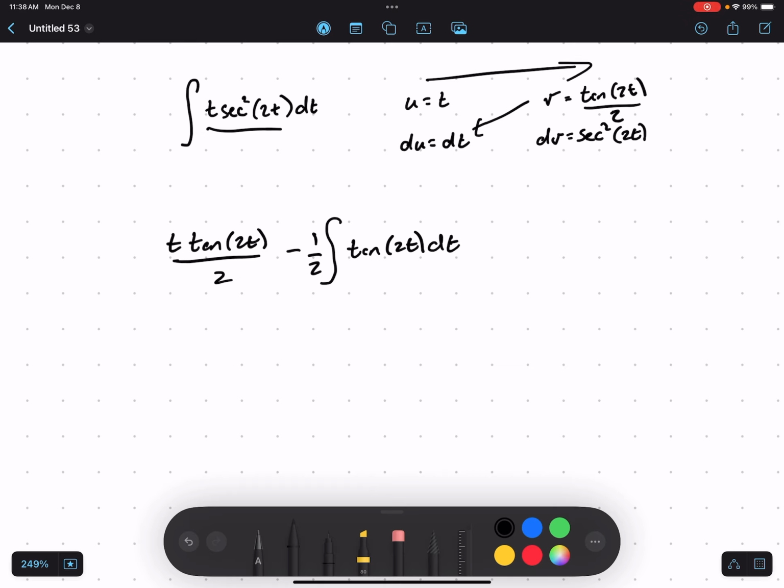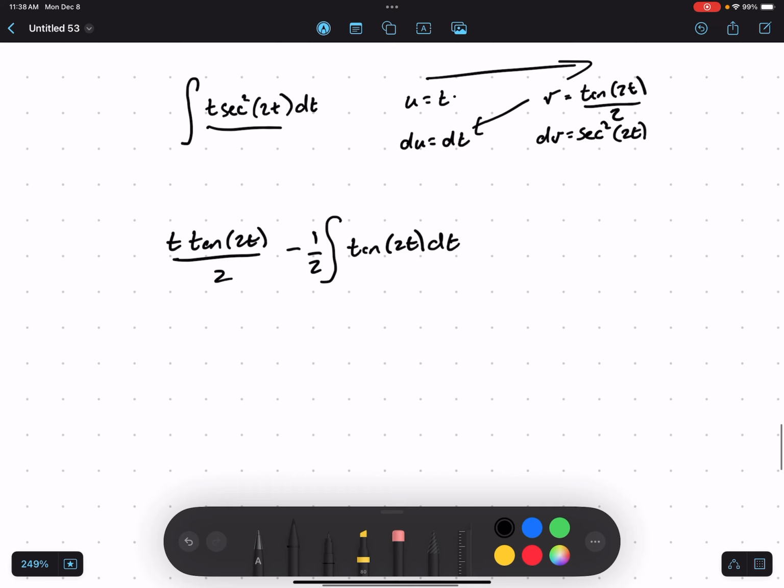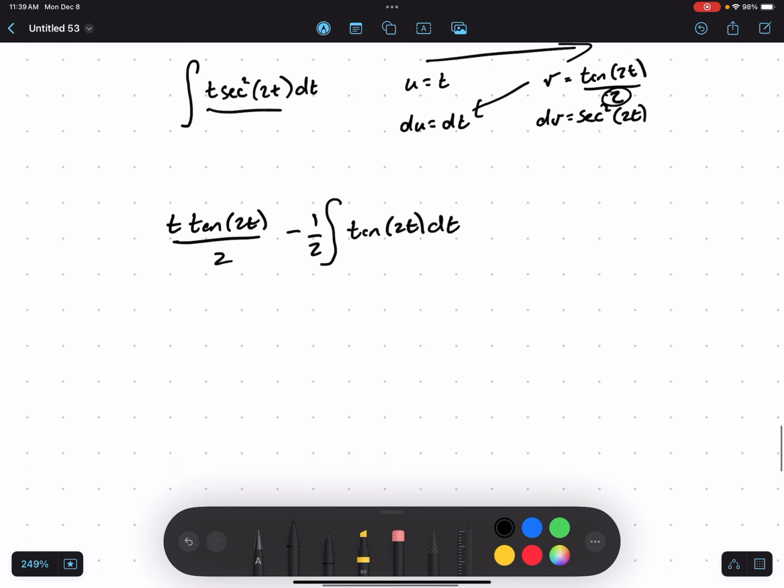So first we did t right here, and then we went across, multiplied it by tangent 2t, put it all over 2, and then we subtracted the integral of tangent 2t over 2. We just pulled this 2 out front as a 1/2, and we multiplied the remaining tangent 2t by, down here, dt. We go across and then back down over.